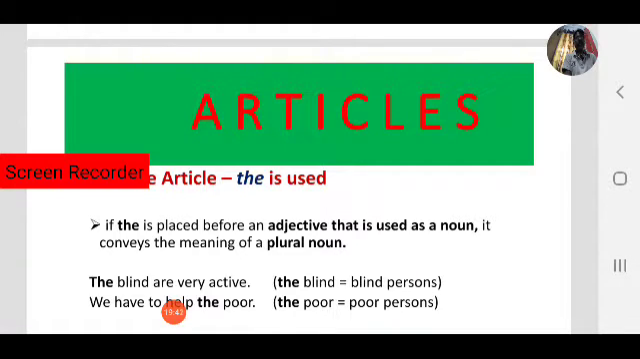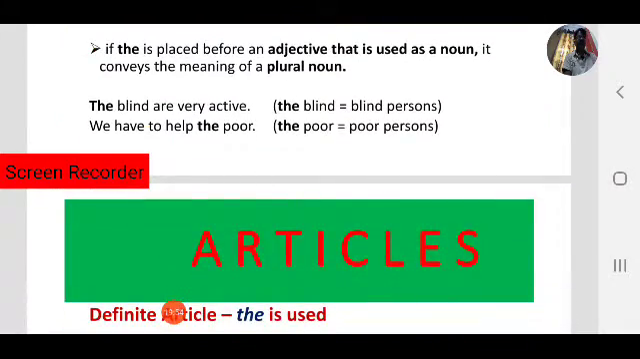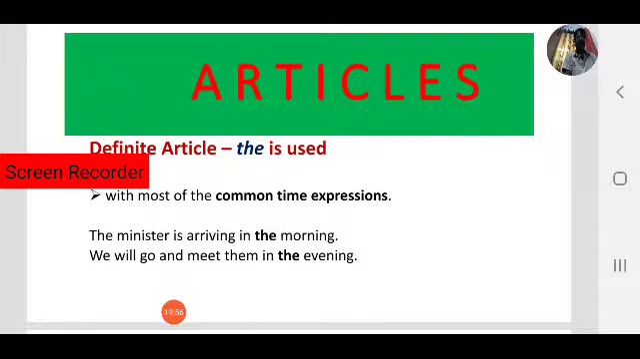Next, we have to help the poor. Here also, we have to help the poor. The poor means poor persons. This is another important rule of where we have to use the definite article the. Next one, with most common time expressions. Note it down. Morning, evening, night, like that.